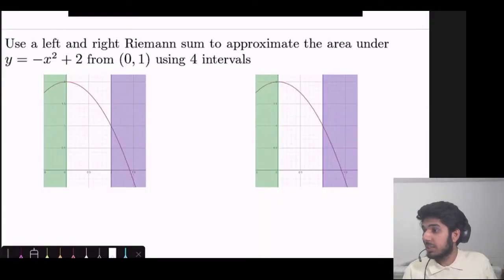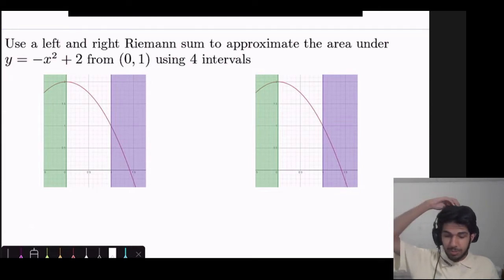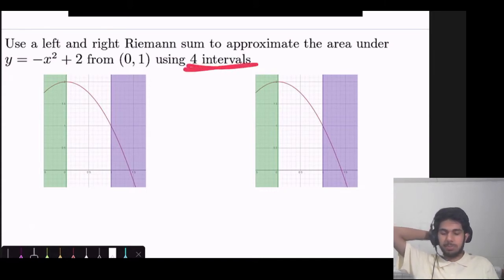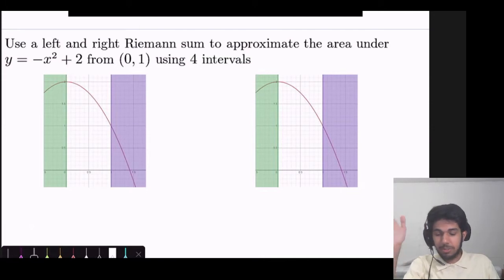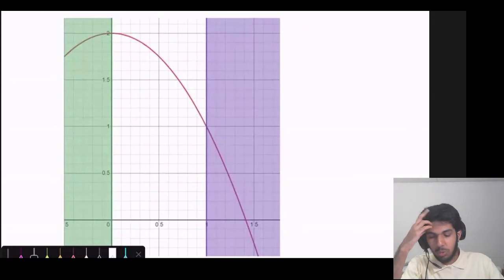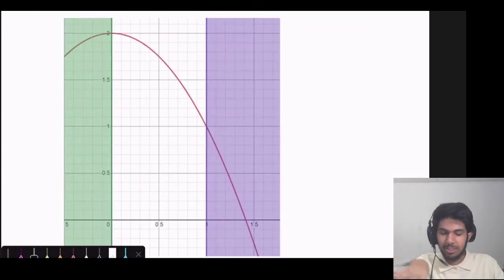Okay, so let's try to do a Riemann sum ourselves, and we are going to try to compute a left and right Riemann sum to approximate the area under this curve, y equals negative x squared plus 2 from 0 to 1 using 4 intervals. Whoops, 4 intervals. So let's just do the left Riemann sum first. This is a graph of our function. We're only looking in the white area, so the green and purple are out of our range. They're beyond 1 or less than 0.